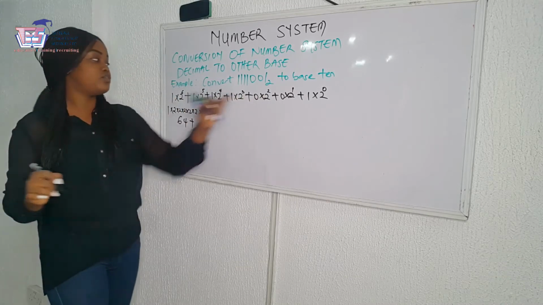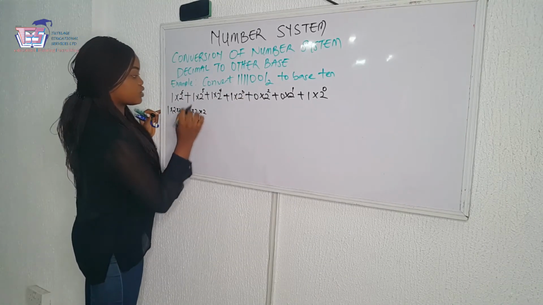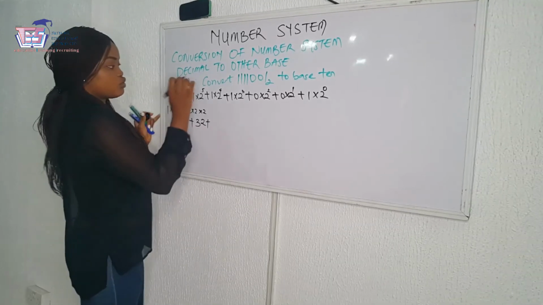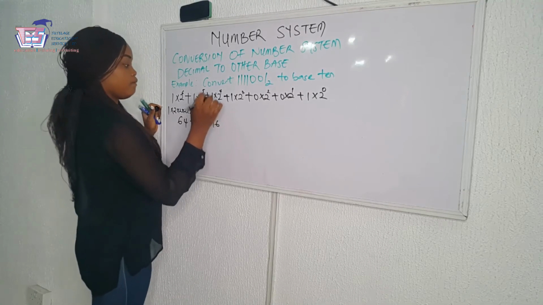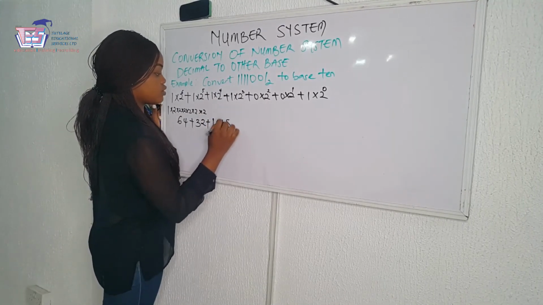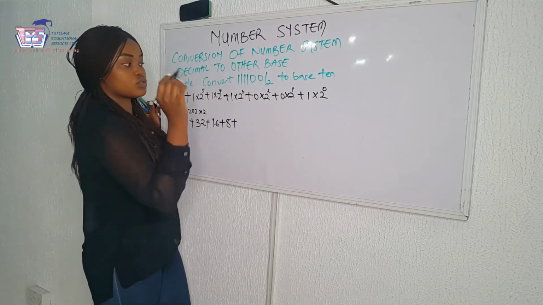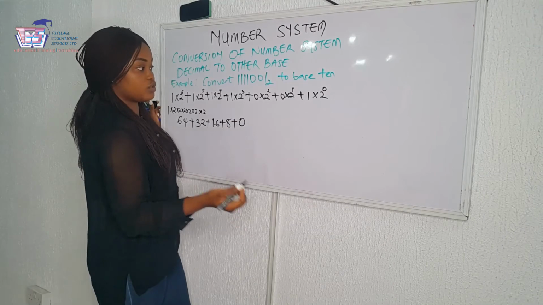If we do the same for the rest, 2 raised to power 5 is 32. 32 times 1 is 32. 2 raised to power 4 is 16. 16 times 1 is 16. 2 raised to power 3 is 8. 8 times 1 is 8. 2 raised to power 2 is 4. 4 times 0 is 0, because anything times 0 is 0.